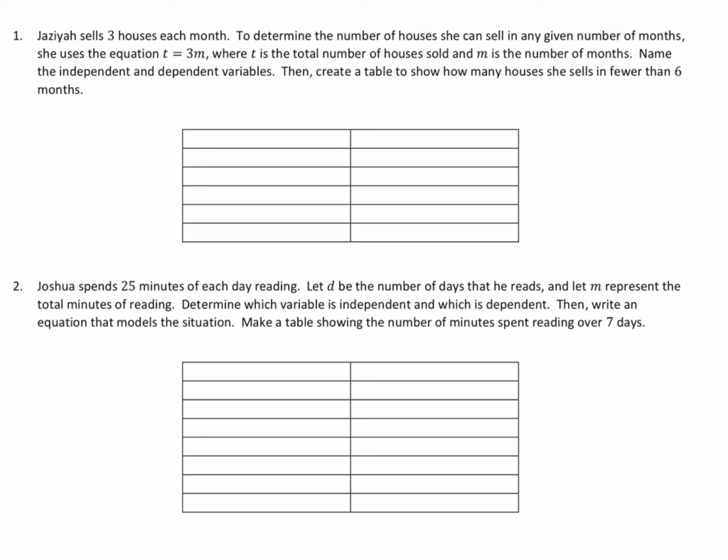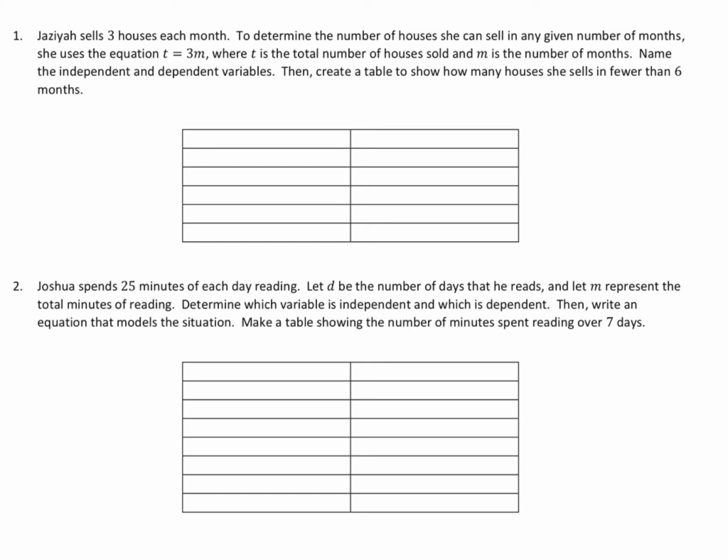Josiah sells 3 houses each month. To determine the number of houses she can sell in any given number of months, she uses the equation T equals 3M, where T is the total number of houses and M is the number of months. Name the independent and dependent variables. Then create a table to show how many houses she sells in fewer than 6 months.